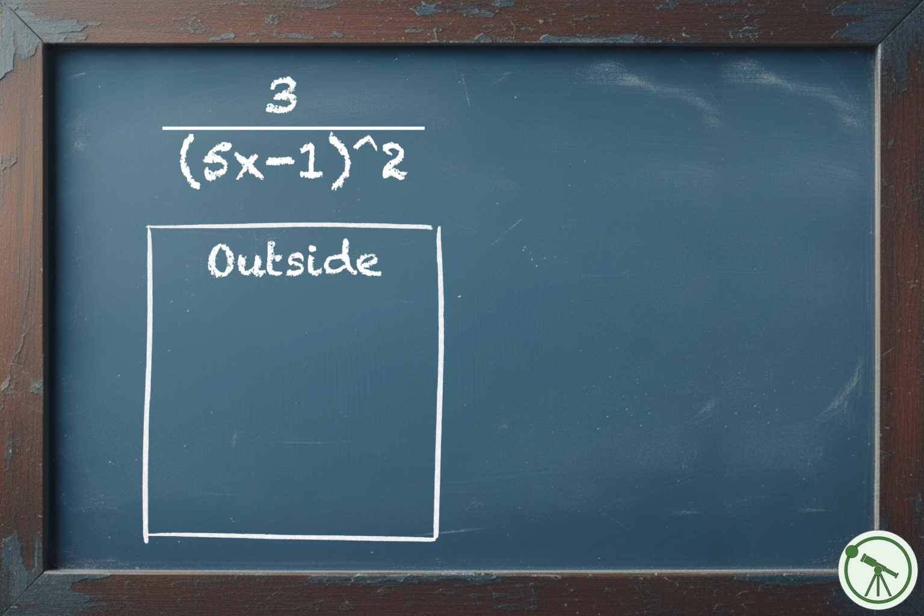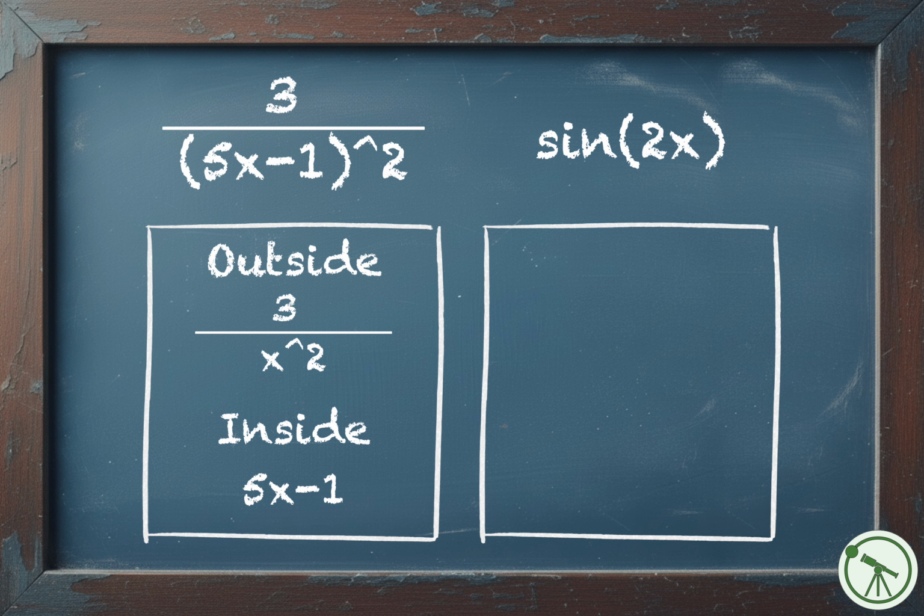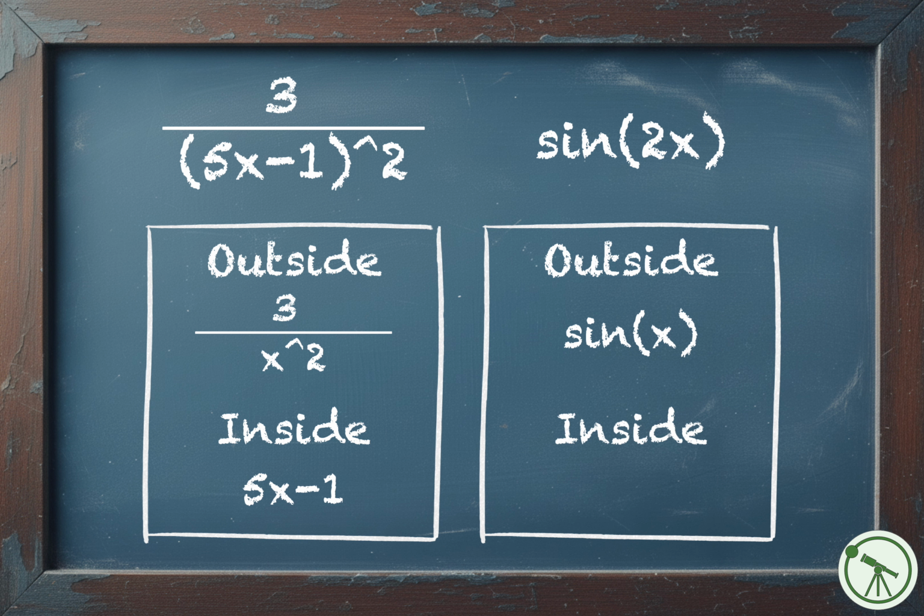Let's look at some more examples. For this function, the outside function is 3 over something squared. So the inside function must be the 5x minus 1 under the square. And of course trig can get involved, and this is an easy one. Sine of 2x, the outside must be sine, and the inside must be 2x.